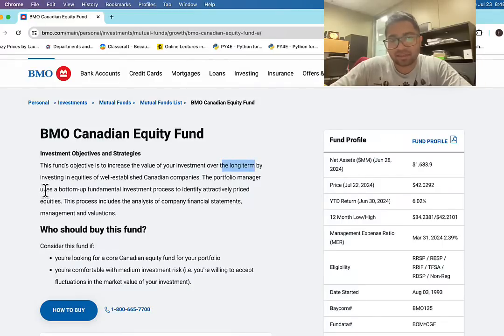The portfolio manager uses a bottom-up fundamental investment process to identify attractively priced equities. This bottom-up fundamental approach means they are doing stock selection, so it's an actively managed fund. It's not a passive fund. It is not following an index. The fund manager is doing fundamental analysis to select stocks. The process includes analysis of companies' financial statements, managements, and valuations.